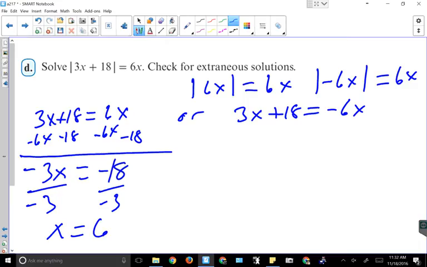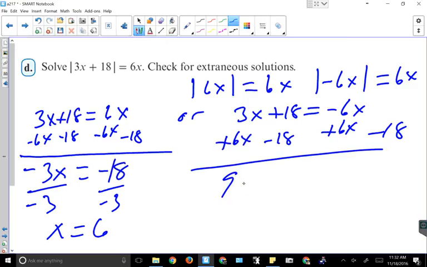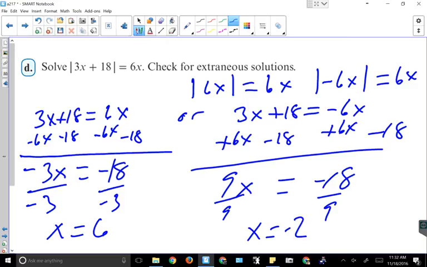Right? Subtract 18, subtract 18, add 6x, add 6x. So I end up with 9x is equal to negative 18. Divide by 9, divide by 9, x is equal to negative 2. I got my answers, right?